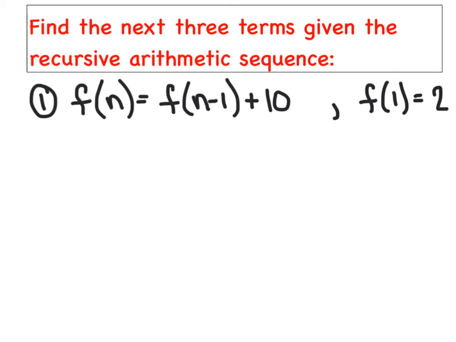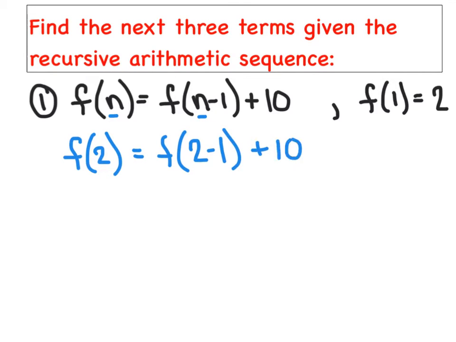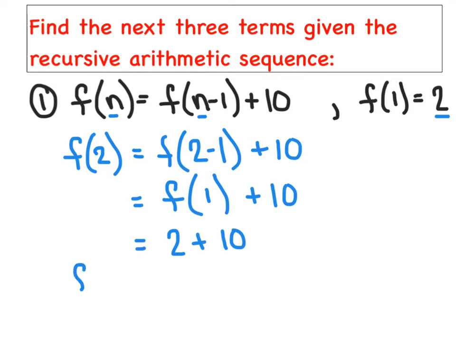So we could say, I want the second term. I'm going to substitute a 2 in for each of these n's, and that's going to be f of 2 minus 1 plus 10. I'm going to go in slow motion here. Of course, 2 minus 1 is 1. And who is f of 1? Based off of this definition, f of 1 is 2. So I'm going to say 2 plus 10, or in other words, f of 2, the second term, is equal to 12. They wanted the next 3 terms, so I've got 1 done, 2 to go.